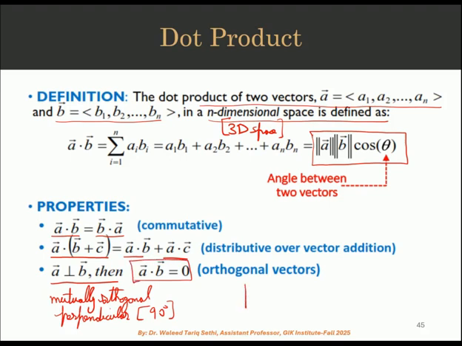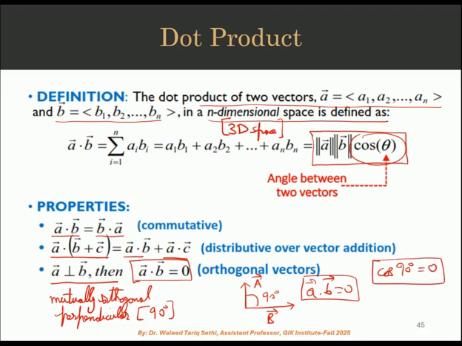Which means if I have a vector in this direction, let's say vector A, and the other vector B is in the opposite direction and the angle between them is 90 degrees, their dot product A dot B will always be 0. And why is that? Because we are using cos of 90 degrees in this expression, and cos of 90 is basically 0. So this is an important term to remember: whenever we are dealing with the dot product of two vectors and the angle between them is 90 degrees, we immediately say that the vectors are orthogonal.